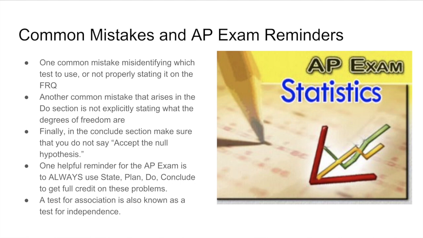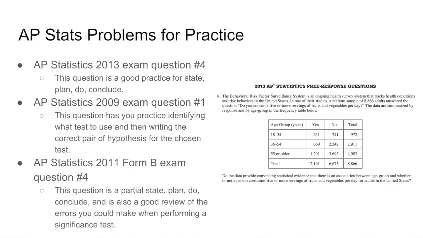One helpful reminder for the AP exam is to always use state, plan, do, conclude in order to get full credit on your free response questions. A test for association is also known as a test for independence. Now, if you have some time on your own, please pause the video and do some of the practice AP Statistics exam questions.